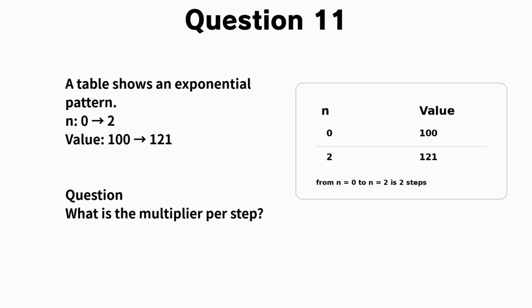Question 11. A table shows an exponential pattern. When n equals 0, the value is 100. When n equals 2, the value is 121. The question is, what is the multiplier per step? Before calculating, pause and think. The value didn't change in 1 step, it changed over 2 steps. So ask yourself, what number, multiplied twice, turns 100 into 121?